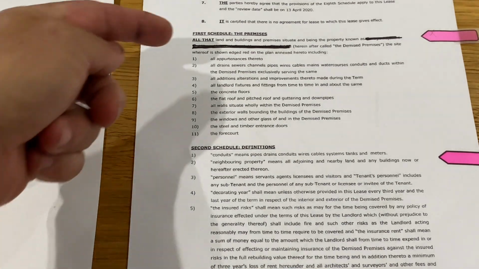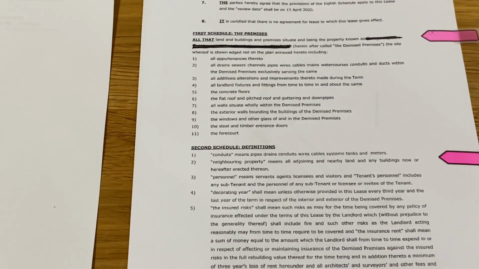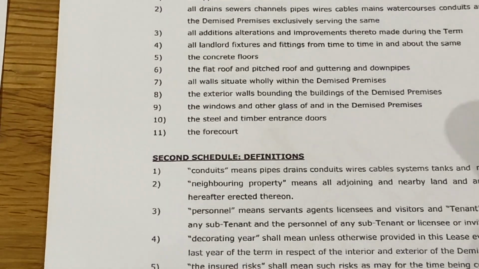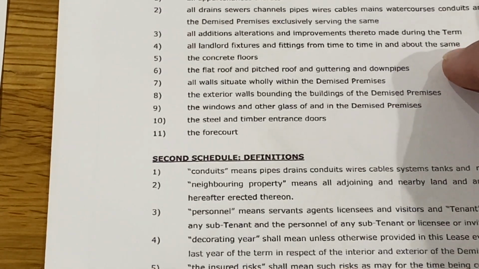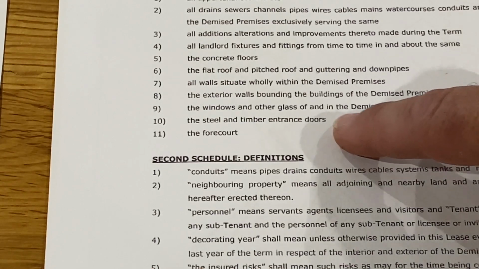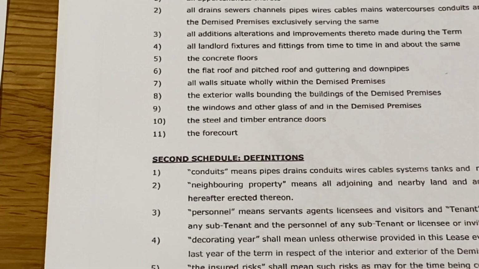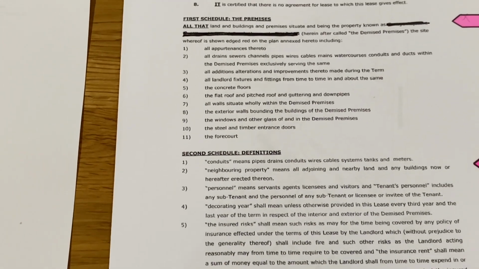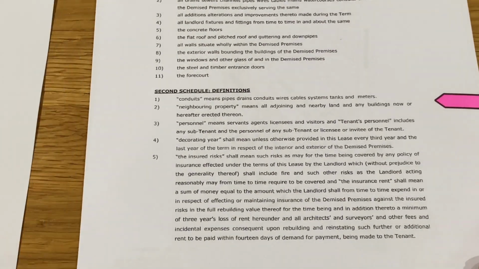So the idea of having it all listed out is it actually tells you in detail what is covered by the lease. If we just zoom in slightly on this, things like concrete floors are included, flat roof, pitched roof, gutterings and downpipes all included, all walls situated wholly within the demised premises, the steel and timber entrance doors and the forecourt. They're all included in the demise, which is what we need to consider when we're looking at the overall inspection of the property.